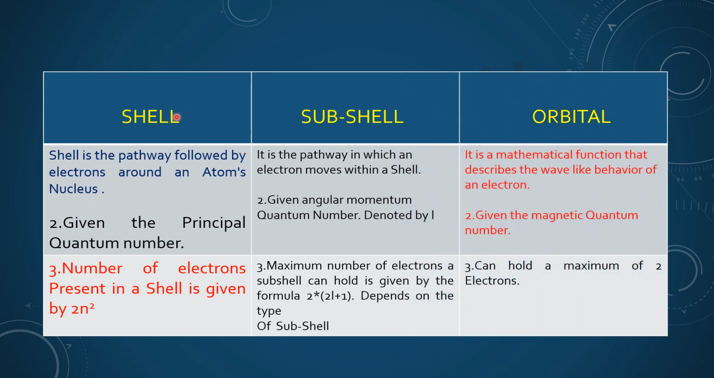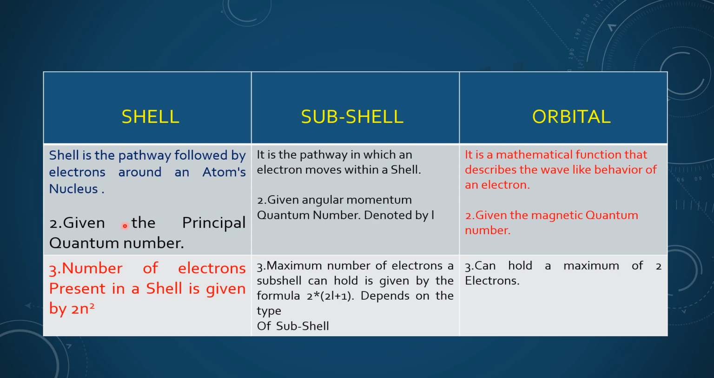Children, let us discuss the differences between the shell, subshell, and orbital. What is a shell? What is a subshell? And what is an orbital? A shell is the pathway followed by the electrons around an atom's nucleus. It was introduced by Niels Bohr.